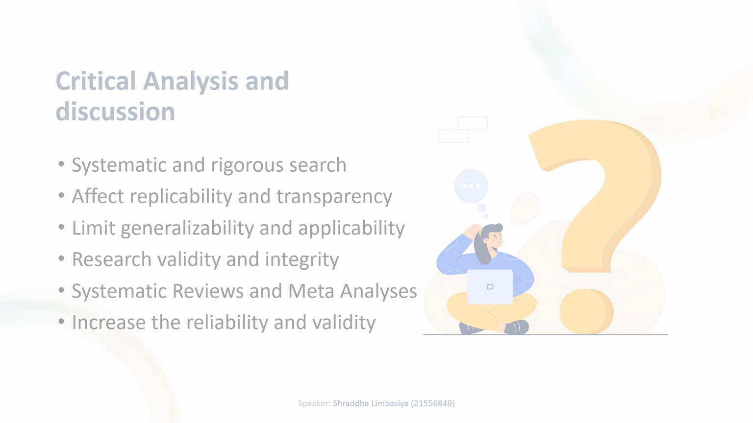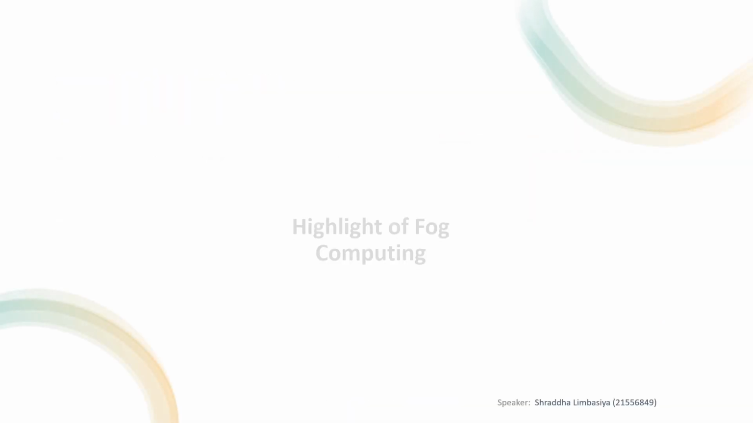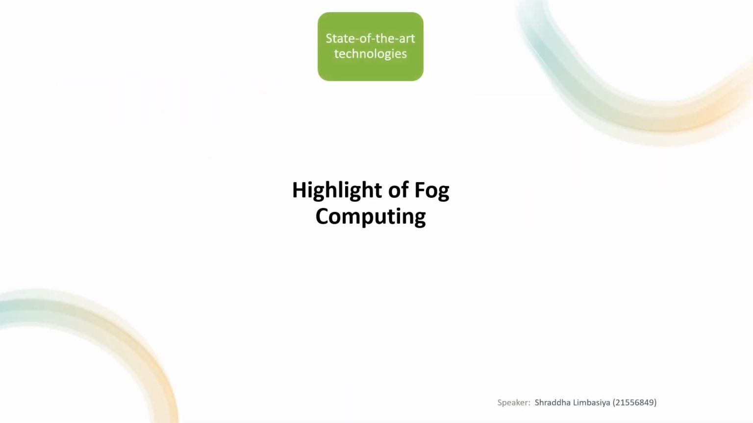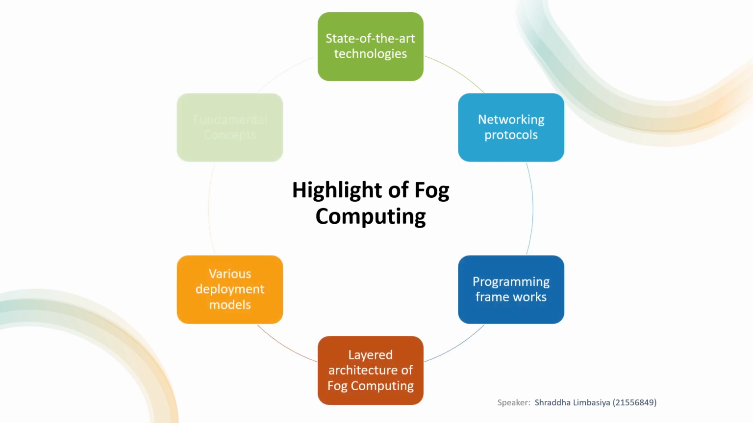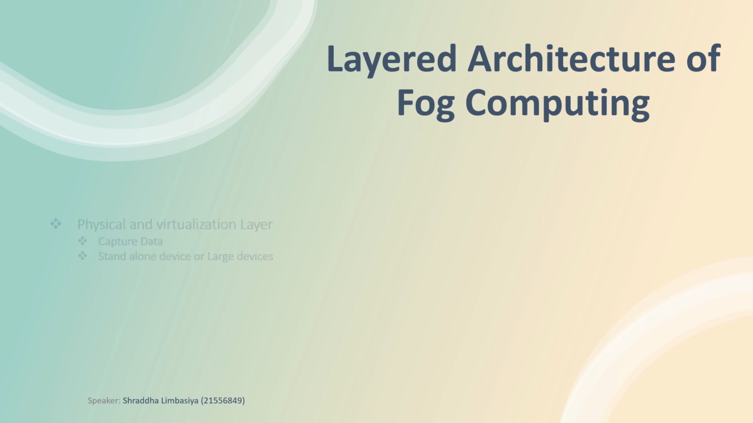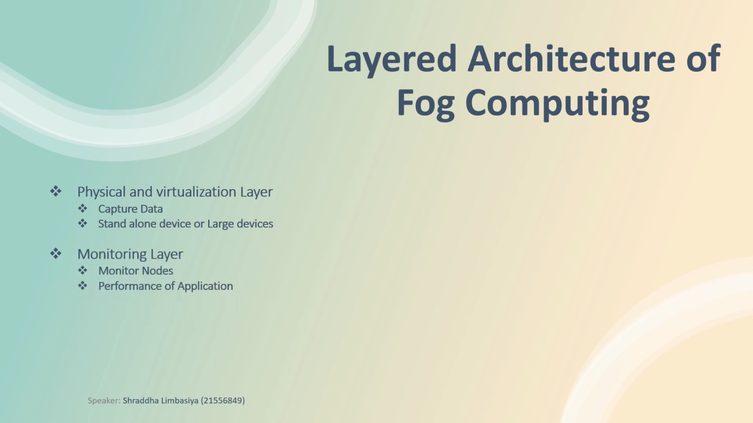The paper provides a detailed analysis of fog computing: state-of-the-art technologies, networking protocols, programming frameworks, layered architecture of fog computing, various deployment models, and fundamental concepts. One of them is the layered architecture of fog computing. The first is the physical and virtualization layer. It performs the primary task of capturing data and is located at various locations, usually involving sensing technology to capture their surroundings.